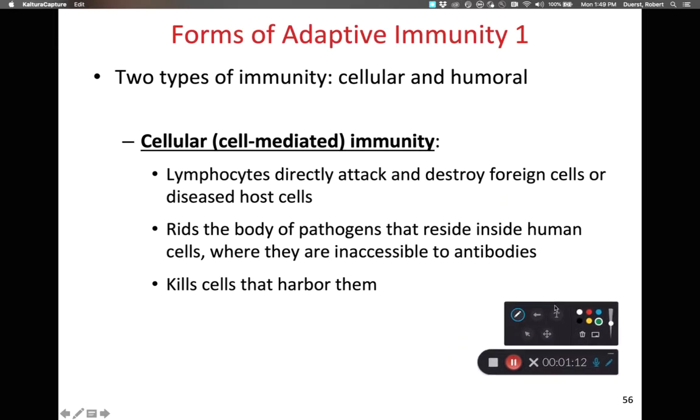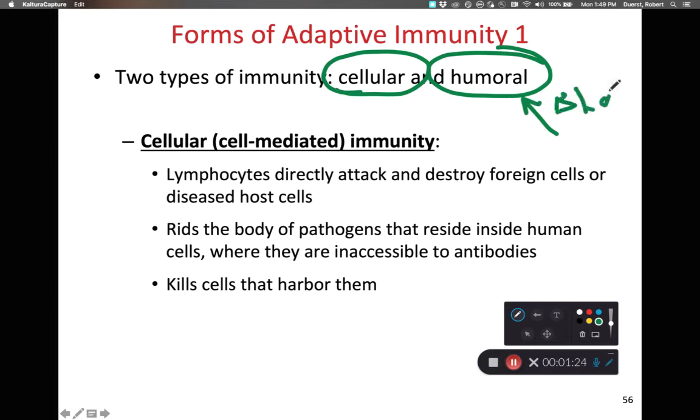So let's talk about our adaptive immune system. It can be broken up into two broad categories. We have cellular and humoral. And when we think of humoral, I want you to think of blood, B-L-O-O-D, blood-based immunity. When we think of cellular immunity, I want you to think of intracellular immunity, as opposed to blood-based immunity.